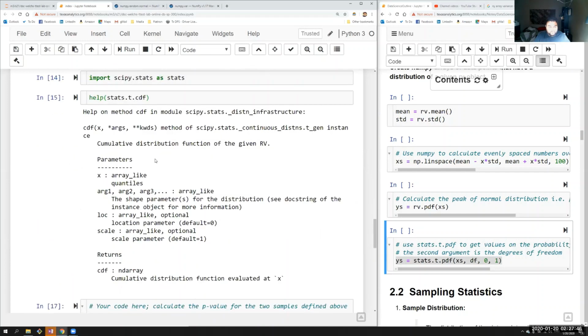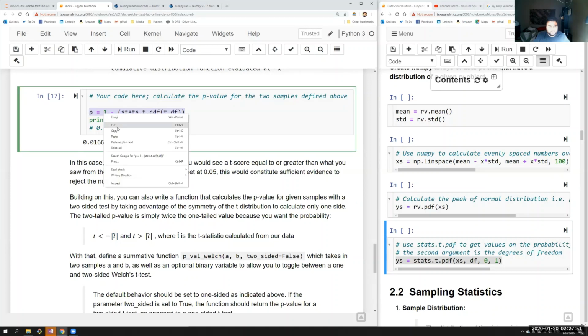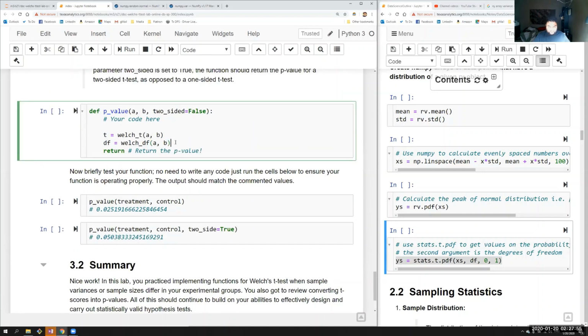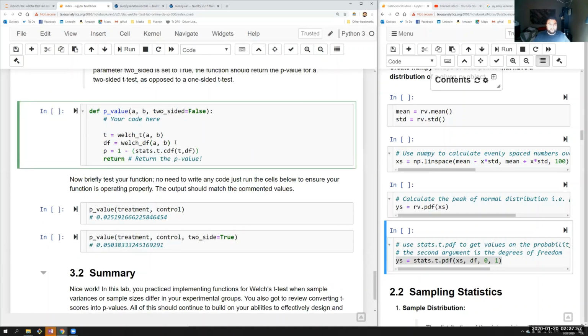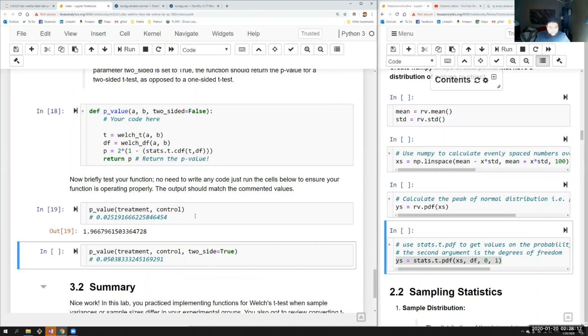Okay, import scipy, and then, all right, so we're just going to do this p-value. That's going to be our p-value. We're going to copy that. We're going to paste that in here. Okay, and actually just multiply that by 2, honestly. Stop freezing on me. 2 multiplied by that, and that should do it. And then we're just going to return p. And let's see what that does.